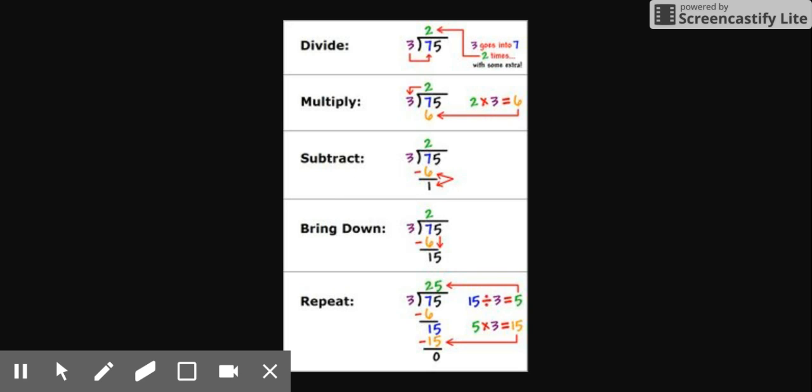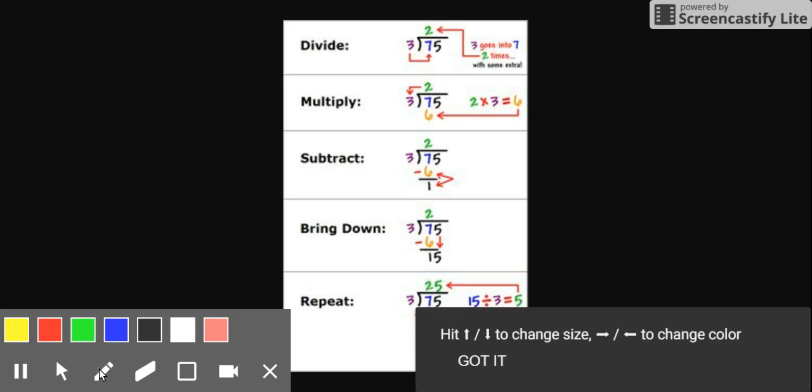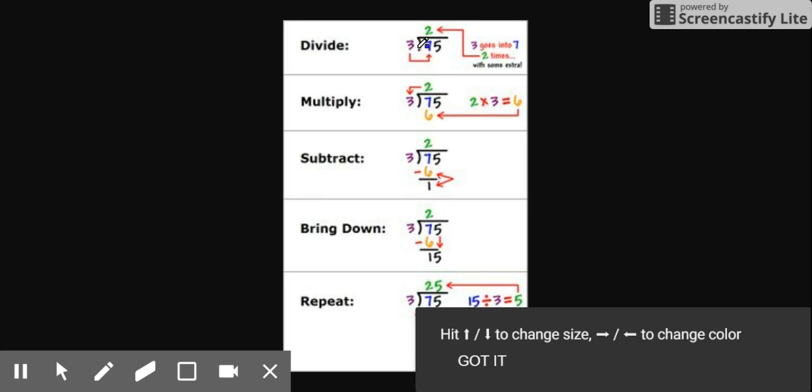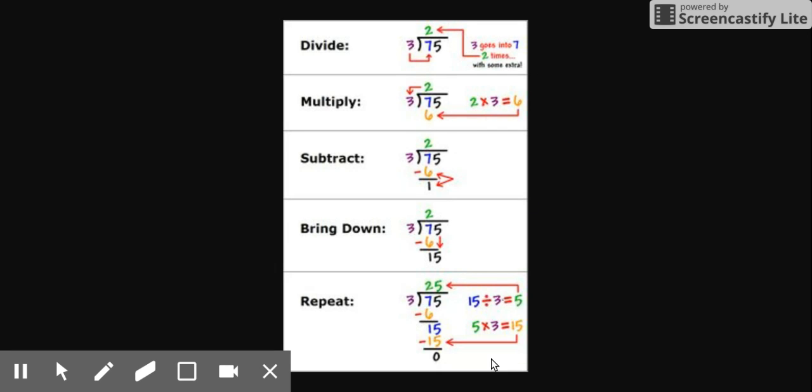Okay, hi class. In today's lesson, we are going to go over long division. We're going to go over the vocabulary first. So we have as our problem 75 divided by 3 is our long division problem.